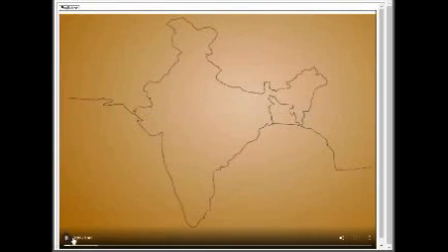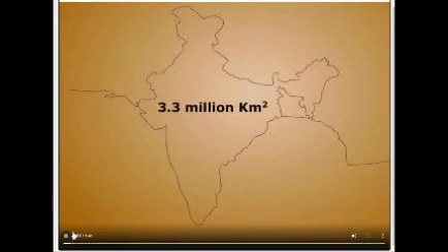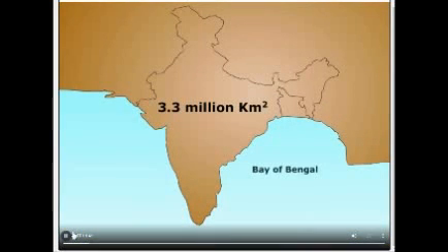Now let's watch a video related to that. India, with an area of 3.3 million square kilometers, is a subcontinent. It is surrounded by the Bay of Bengal in the east, the Arabian Sea in the west, and the Indian Ocean to the south. It is known for its diverse physical features.